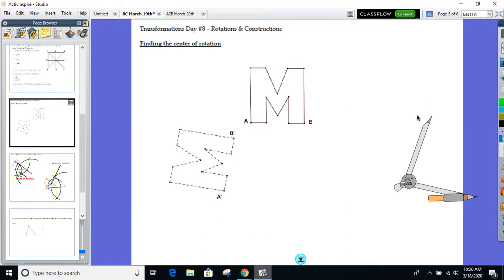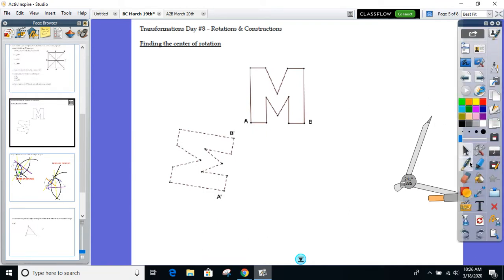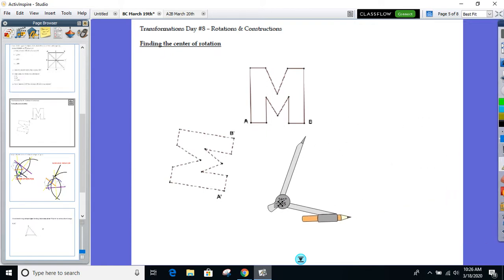You're going to take your compass and your straight edge, get some room where you're working, just have your compass, straight edge, and your packet available to you. And today we're going to take your compass and straight edge and learn how to do rotations.